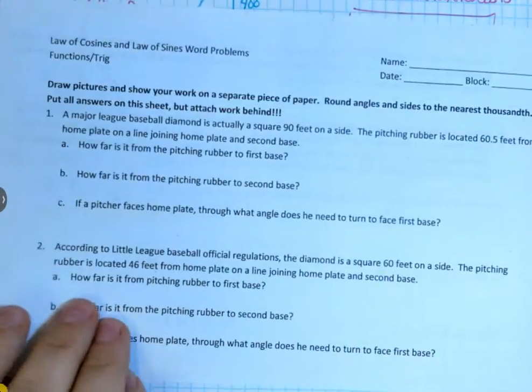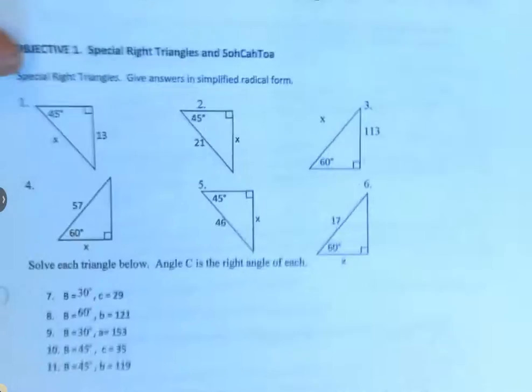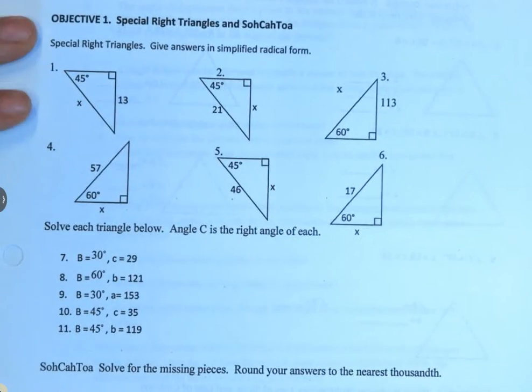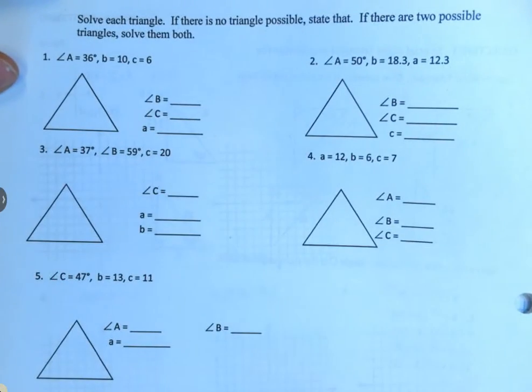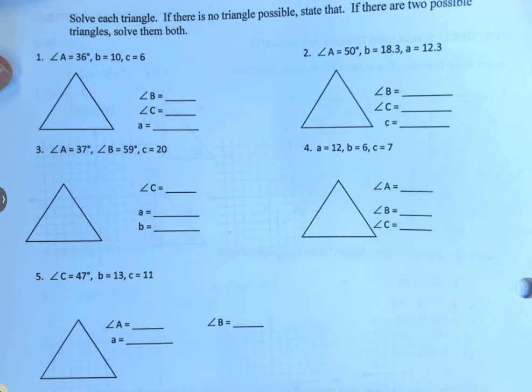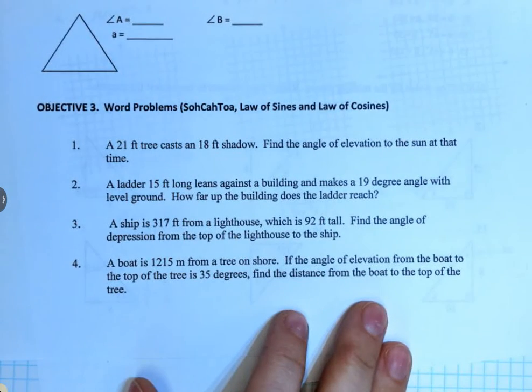When you're done, turn it in and grab a review. The review is broken up exactly like your test. The first thing that will be on your test is going to be the special right triangles and SOHCAHTOA. The next piece on your test is going to be law of sines and law of cosines, where you can't actually tell the difference between which one it is you're supposed to use. The third piece of your test is going to be word problems. Again, you can't tell which one you're going to use. So you're going to use SOHCAHTOA, law of sines, law of cosines, all of those. And there's lots of word problems for you to practice with.